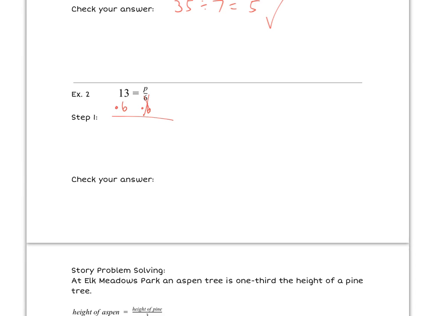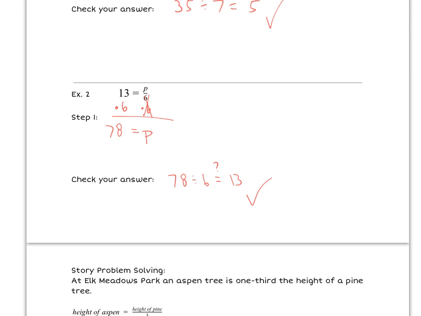So the 6's on the right side cancel. We're left with just a P. And 13 times 6, Grady, you know that one? 78. 78 says Grady. Yes. If you're not sure if he's right or not, you would check it. You'd do 78 divided by 6. Does that equal 13? That's our question. And yes, it does. It works. Good to go. We're doing the opposite.